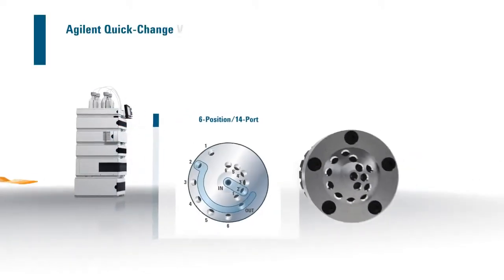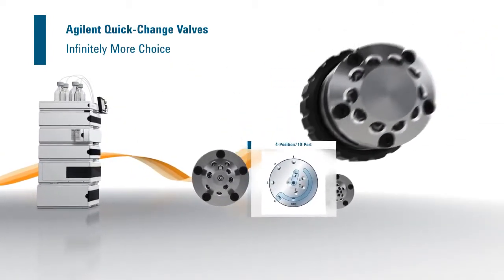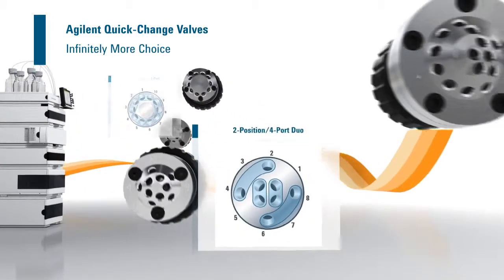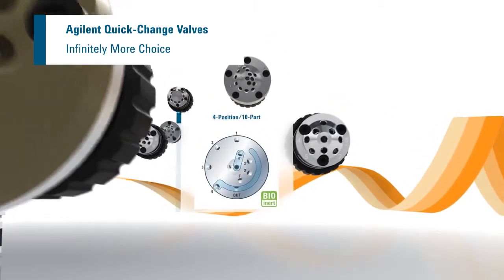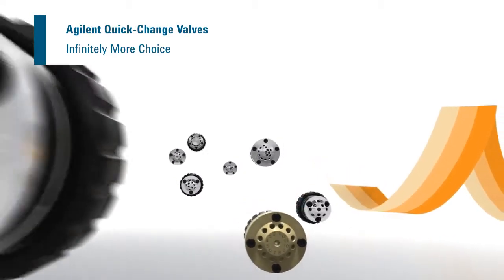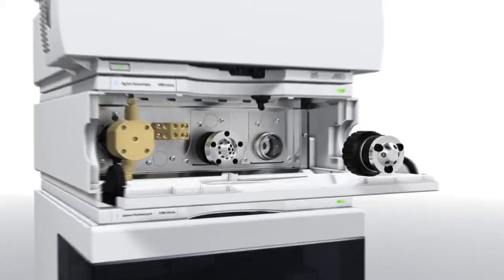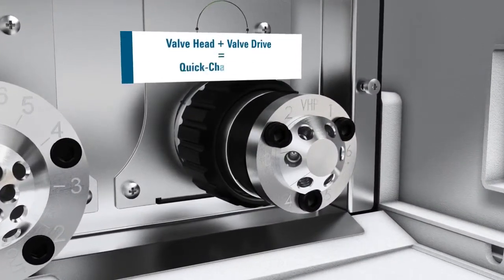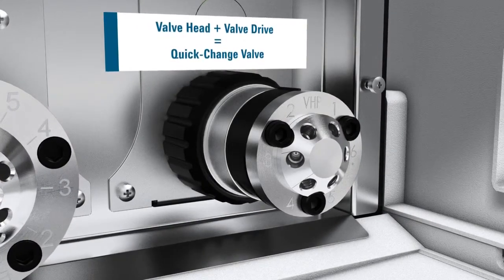Whether you need to automate sample preparation, increase sample throughput, or accelerate method development, the highly modular design of the Agilent 1200 Infinity Series Quick Change Valves provides you with the flexibility to tailor your liquid chromatography system to match virtually any UHPLC challenge. Designed with separate valve heads and drives, the Agilent Quick Change Valves give you the freedom to configure an automation solution that matches exactly to the application demands in your laboratory.